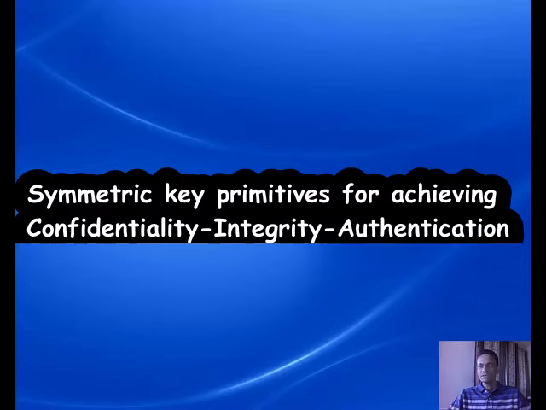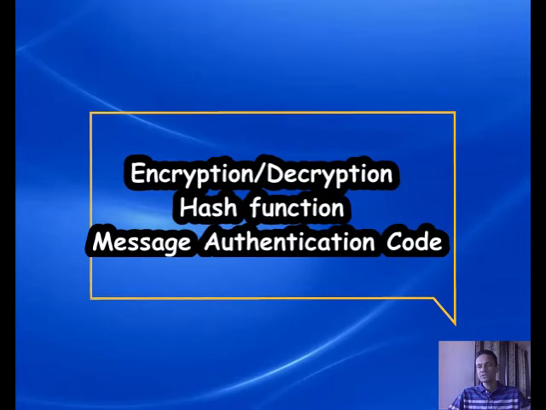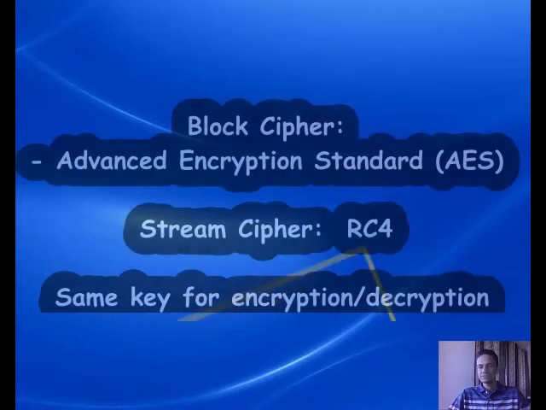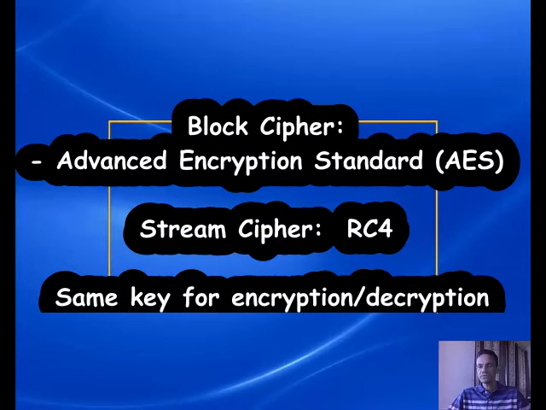Now using symmetric key encryption and decryption, let us try to achieve data confidentiality. There are broadly two kinds of symmetric key encryption algorithms. One is block cipher, another one is stream cipher. Now with block cipher, one block at a time is encrypted, whereas with stream cipher, one byte or one bit at a time is encrypted.